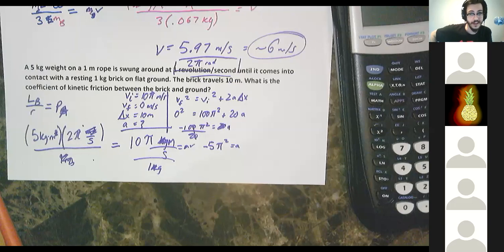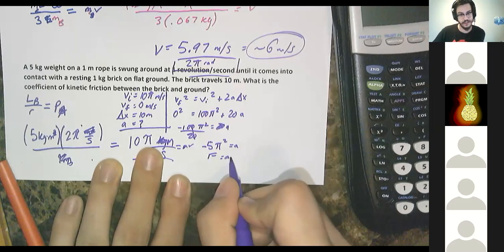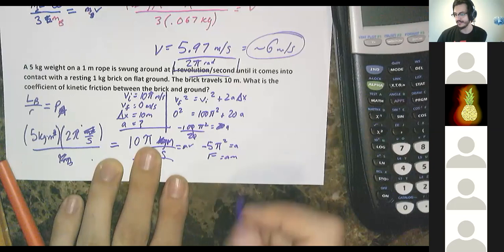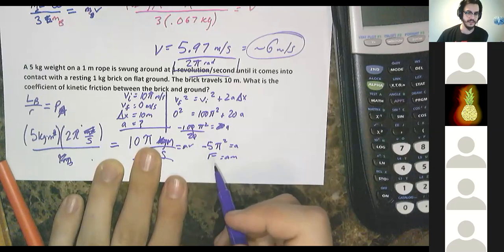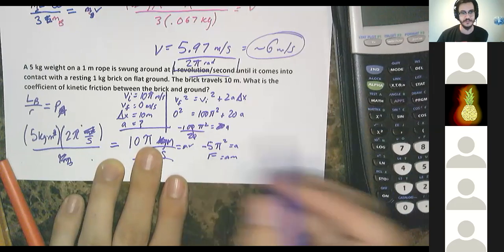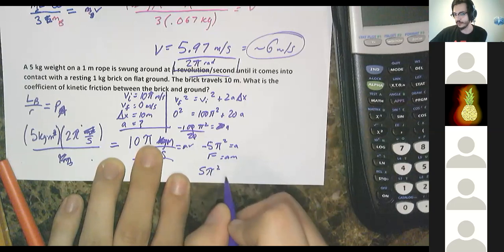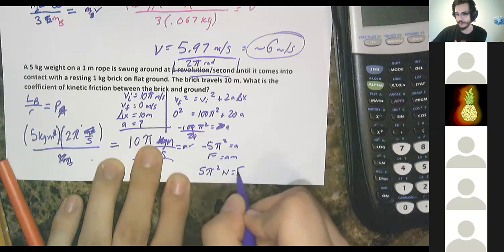Whew. All right, we're almost to the end of this thing. To turn that into a force, we use Newton's second law. Multiply it by the mass of the brick. Thankfully, the mass of the brick is 1. 1 times 5 pi squared gives us a force of 5 pi squared newtons as the force of friction.